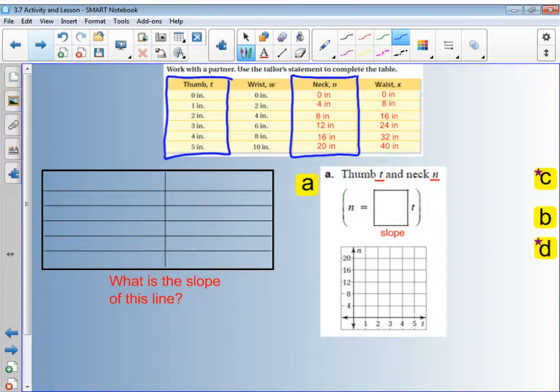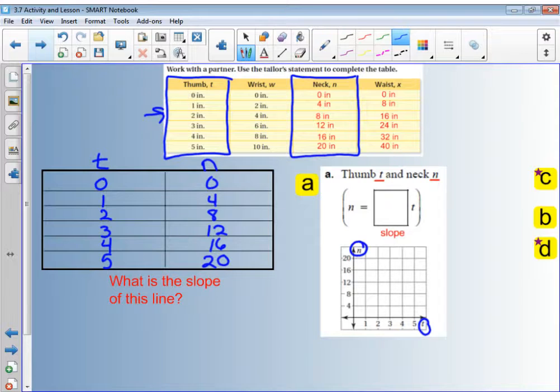So I have to identify what do they want first. Well, the T is where I would normally have an X. So this is going to be my T column. And then my N is where I would normally have a Y. So this is going to be my N column. So I'm just going to pull that information in the exact same order that I see it. So here's my T's. They were 0 through 5, 0, 1, 2, 3, 4, and 5. And my N's were 0 and then multiples of 4. So 0, 4, 8, 12, 16, and 20.